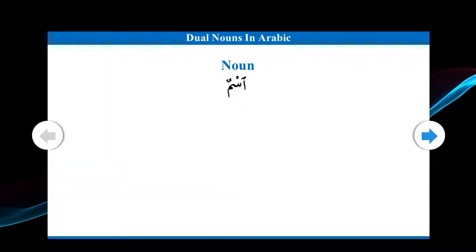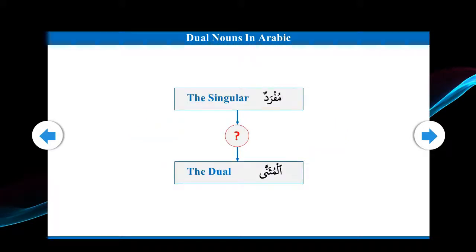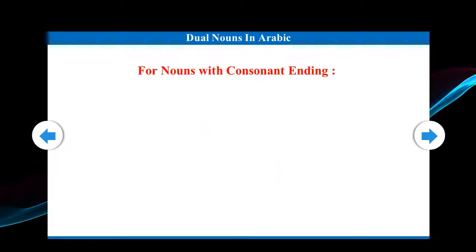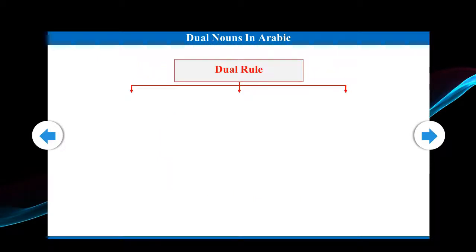Regarding number, Arabic nouns are in three categories: singular, mufrad, dual, muthanna, and plural, jam'. To change a singular noun to a dual, we look at the ending of the singular noun. For nouns with a consonant ending, we directly apply the dual rule. The dual rule depends on the grammatical case of the noun in a sentence.